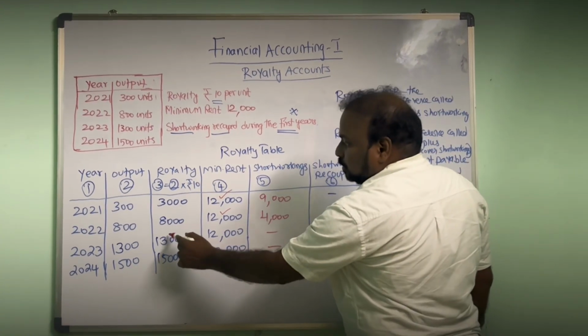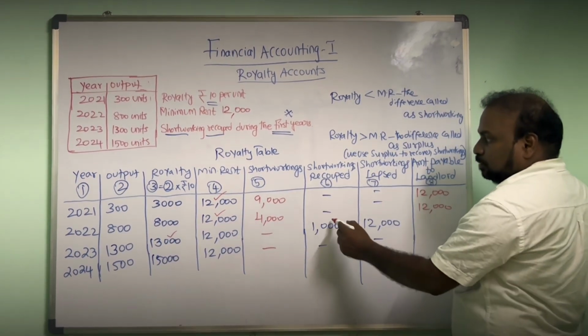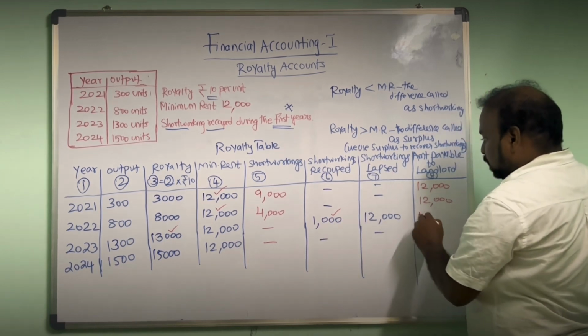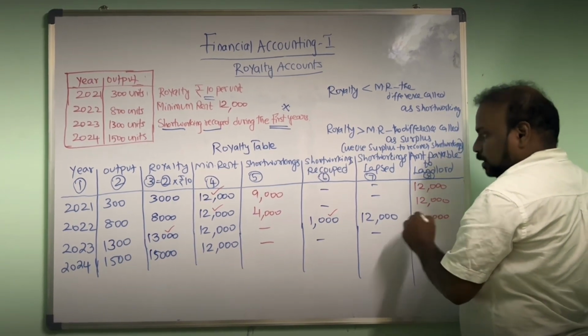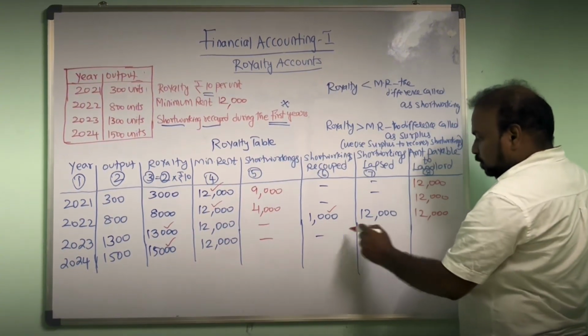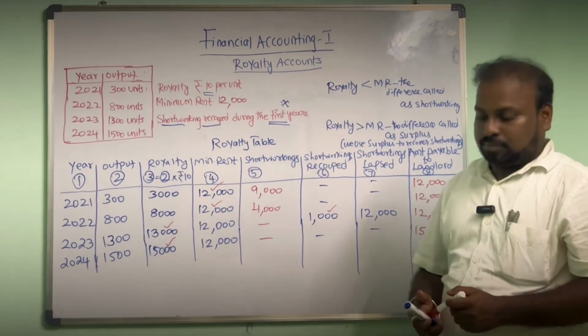Third year 13,000 and 12,000, the highest is 13,000 and we have recouped of 1,000. So 13,000 minus 1,000 becomes 12,000. Then last year 15,000 and 12,000, the highest is 15,000, there is no recouped, so directly you can write 15,000. This is the royalty table.